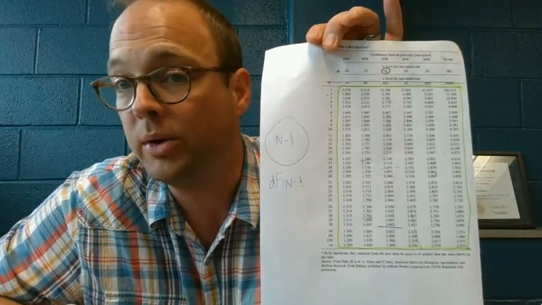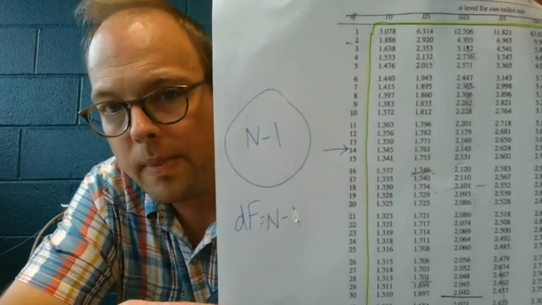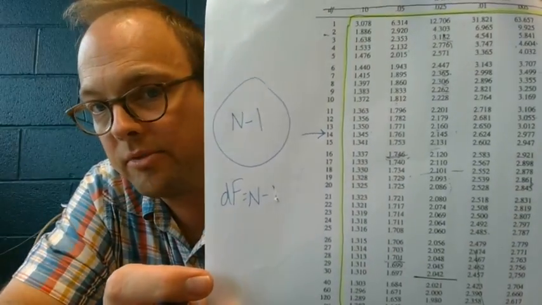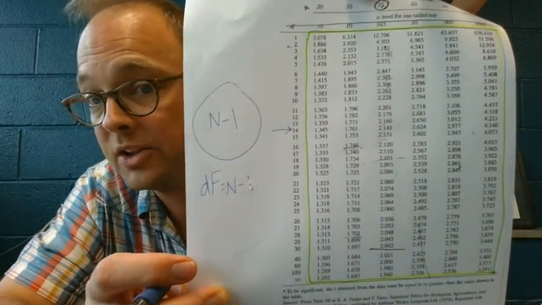Okay? So for example, assume a sample size of 15, n equals 15. What would your degrees of freedom be? n minus 1. 15 minus 1 is 14, therefore the correct t-value would come from the row labeled 14. Degrees of freedom, n minus 1.